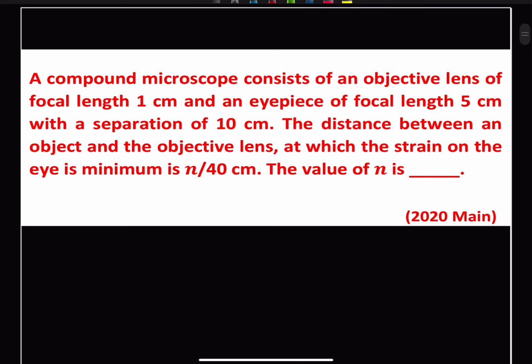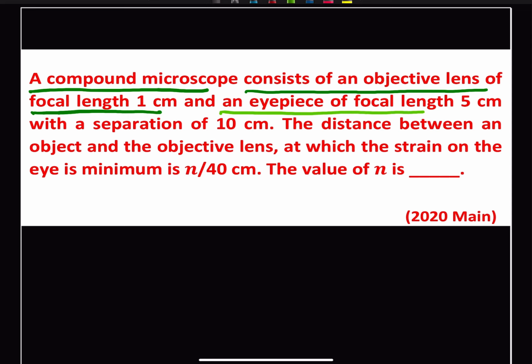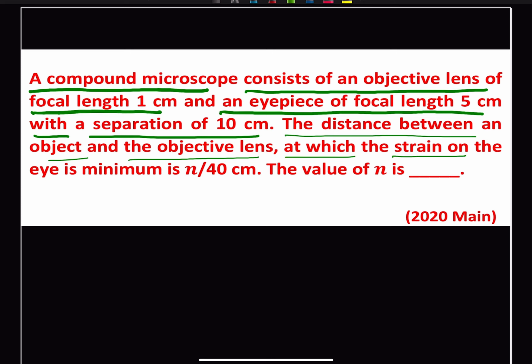So in the first question we are given that a compound microscope consists of an objective lens of focal length 1 centimeter and an eyepiece of focal length 5 centimeter with a separation of 10 centimeter. The distance between an object and the objective lens at which the strain on the eye is minimum is n by 40 centimeter. The value of n is.